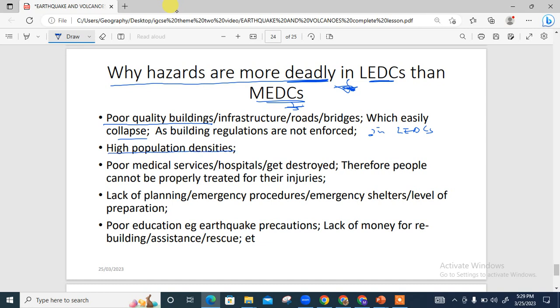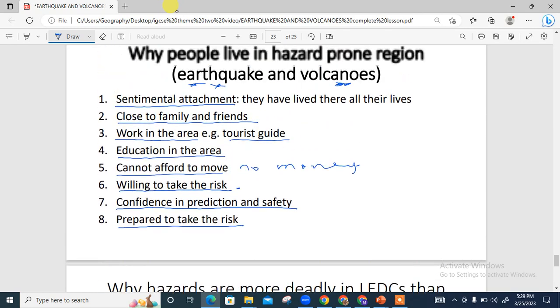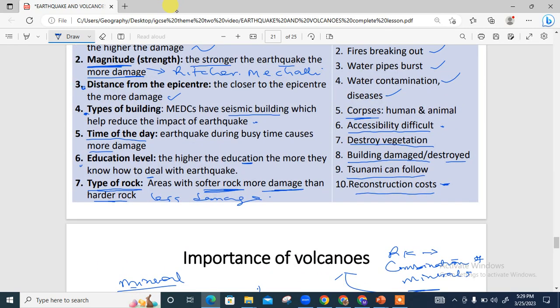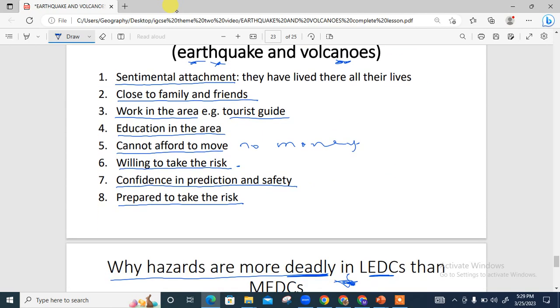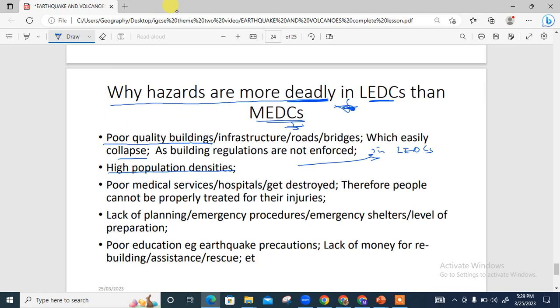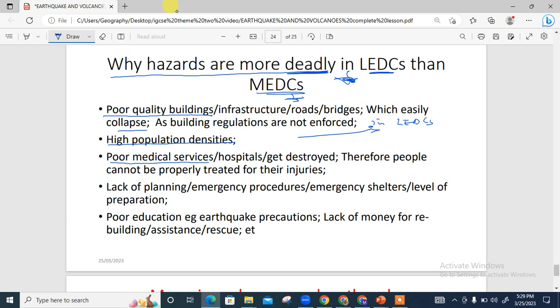Now, high population density also in LEDCs, so more deaths, obviously. Remember when we look at reasons why, all this plays a role there. So high population density, poor medical facilities or services, hospitals get destroyed in the process. Therefore, people cannot be properly treated for their injuries. Now, there is also lack of planning, lack of emergency procedures, lack of emergency shelters, lack of preparation before the eruption. There is poor education.